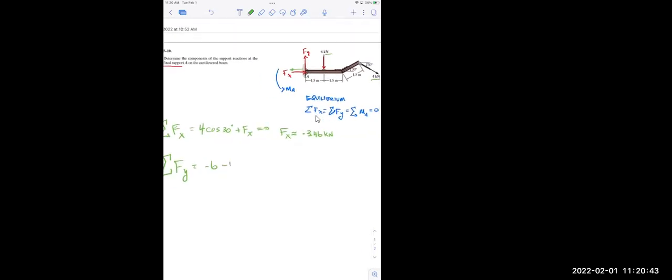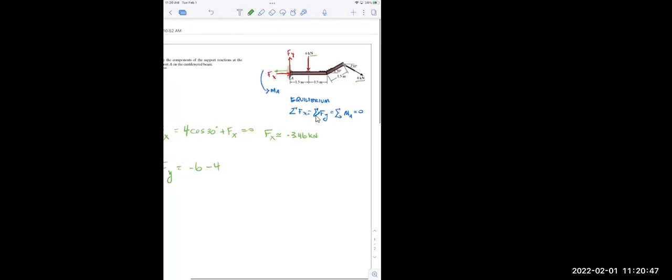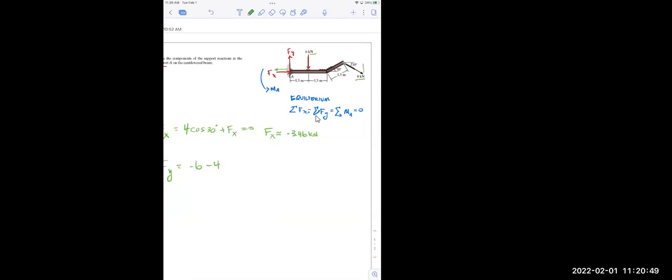I've also got 4 kilonewtons going down. But to get the Y coordinate of that, as I hope you know, that would be this direction. That's opposite of 30, that's sine. So I've got to multiply it by the sine of 30. And then I've got the force of Y going up. And that all has to be equal to 0 according to equilibrium.